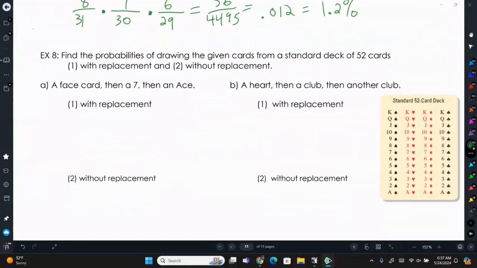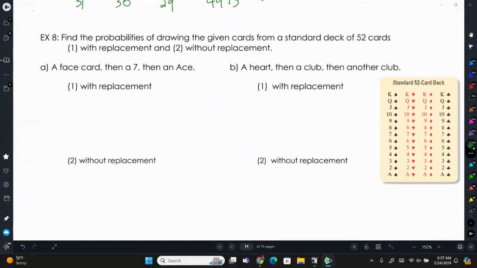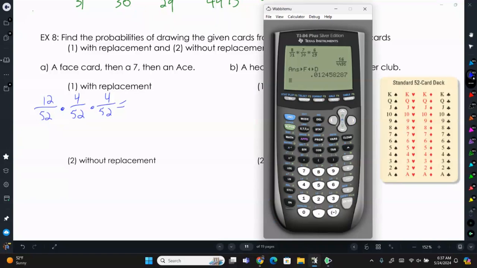Now, example 8 here. Find the probabilities of drawing the given cards from a standard deck of 52 cards. First with replacement, so we're putting the card back, and then without replacement. So we have the probability of a face card. Well, again, how many face cards are there? There are 12 face cards out of 52. Now I'm replacing them. So I'm putting the card back. So the probability of pulling a 7 is 4 out of 52. And then an ace is 4 out of 52 because there are 4 aces and 4 sevens. So we can multiply all of these fractions up.